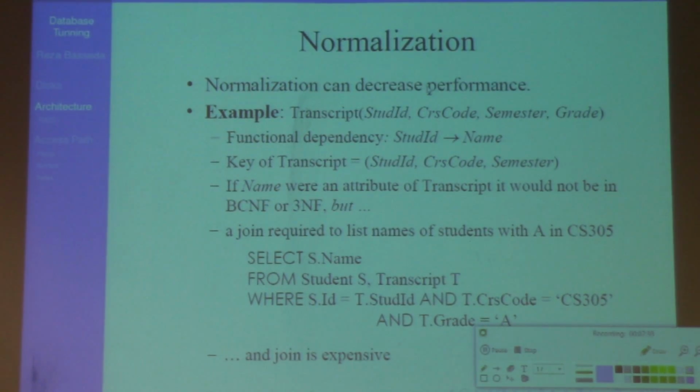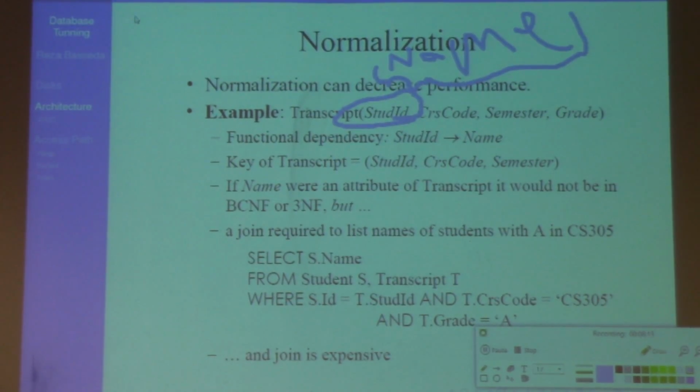So I add the field of name over here. Is this table normalized? No, because the name of the student depends on the student ID. There's a functional dependency from student ID to the name of the student. And the name of the student is repeated redundantly for each student.